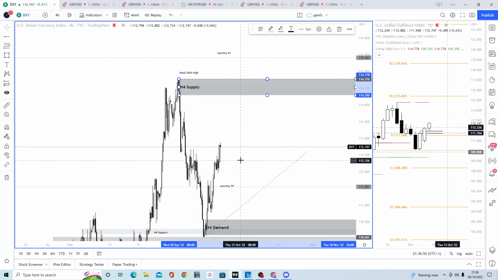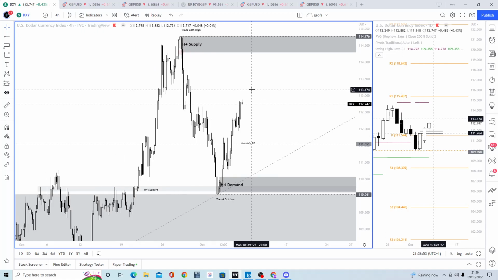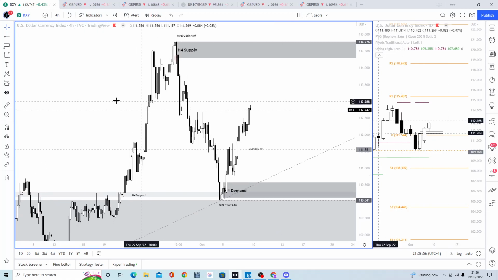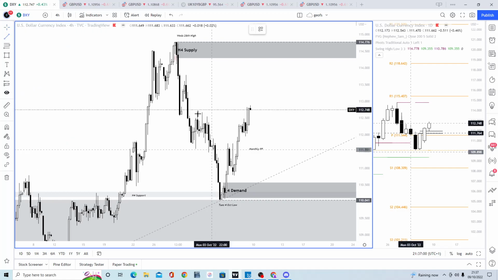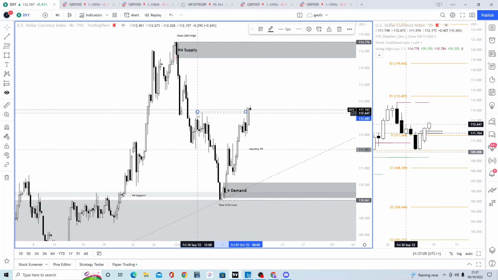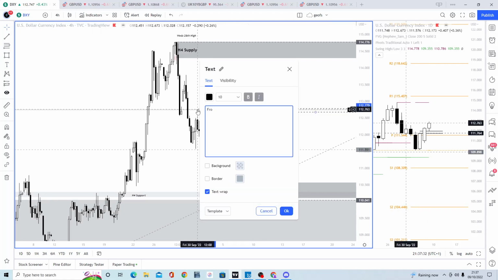Reach for supply. Notice a little gap there. So what else? Friday London high. Interesting. People trading short, a lot of stop losses here. We'll call it Friday London high, and it's equal highs too.